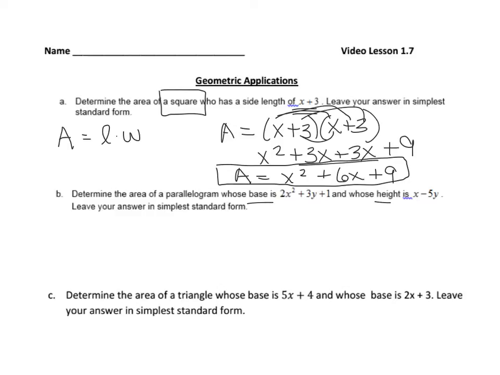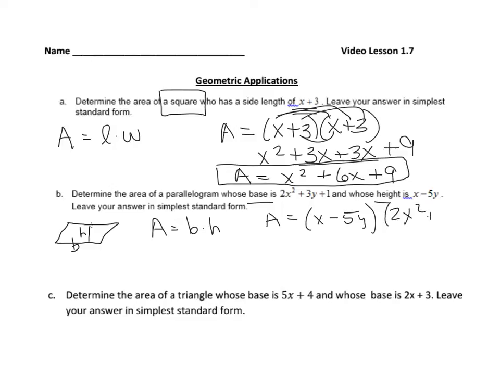and height. So my assumption is that they're talking about a parallelogram that looks like this, even though this doesn't really look like a parallelogram, where this is the base, and the height is the distance between the top and the bottom. Regardless, the area of a parallelogram is also found by doing base times height. So to find the area of this parallelogram, I'm actually going to put this smaller one out front, x minus 5y. I'm going to multiply that by 2x squared plus 3y plus 1.